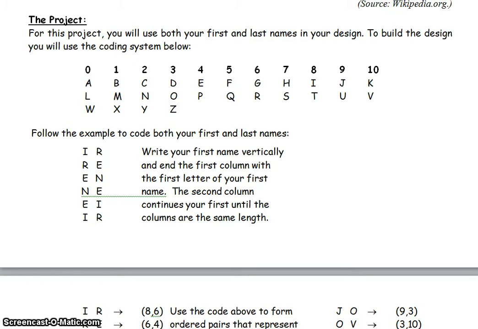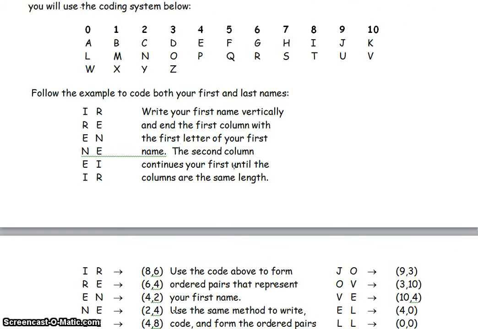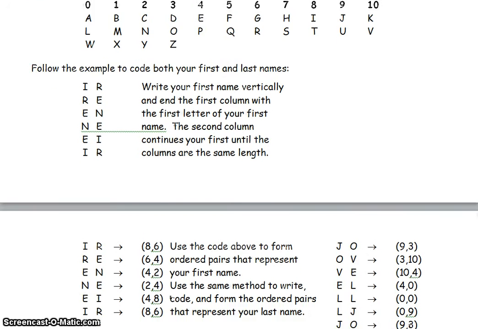Okay, once they have that, you can go ahead and use the code to come up with the ordered pair that you're going to use. So for example, this person Irene had I and R, so I was an 8, and then the R is a 6, so she has the coordinates 8, 6 for her first point, and she goes through and does all that for all the ordered pairs given her first name.